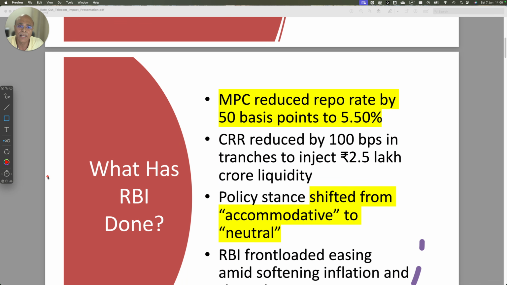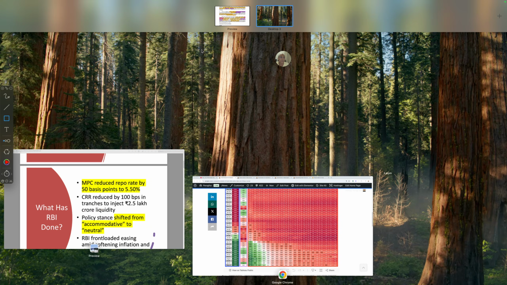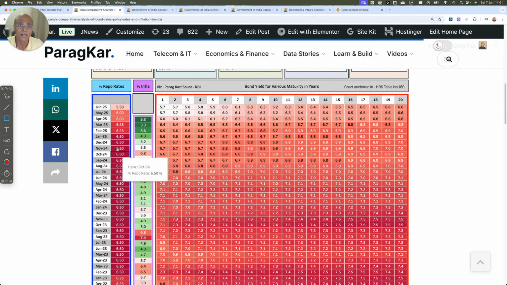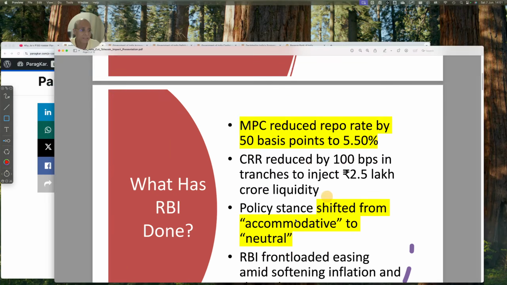So what RBI has done, which I have briefly explained, is that the committee has reduced the repo rate by 50 basis points, and this is a single tranche decrease. But earlier there were two tranches of 0.25 and 0.25, which you can look at in my chart. If you see here, the rate cut started from February, 6.25. Earlier it was 6.5, and now it has been set at 5.5%, right? So you can clearly see from my chart.